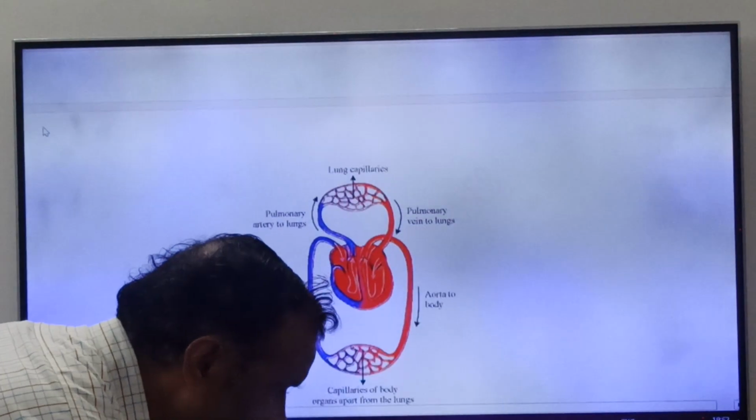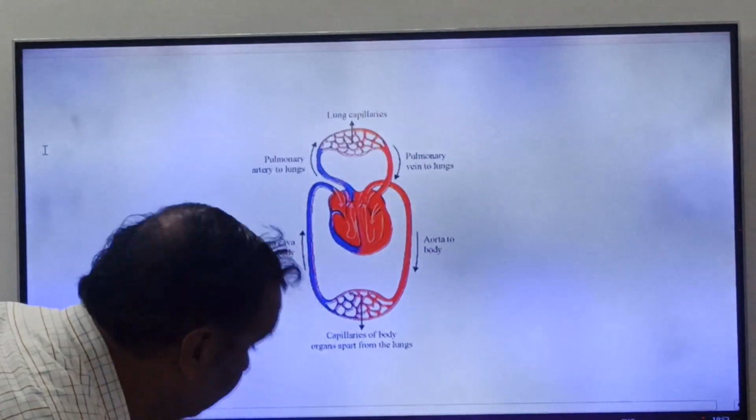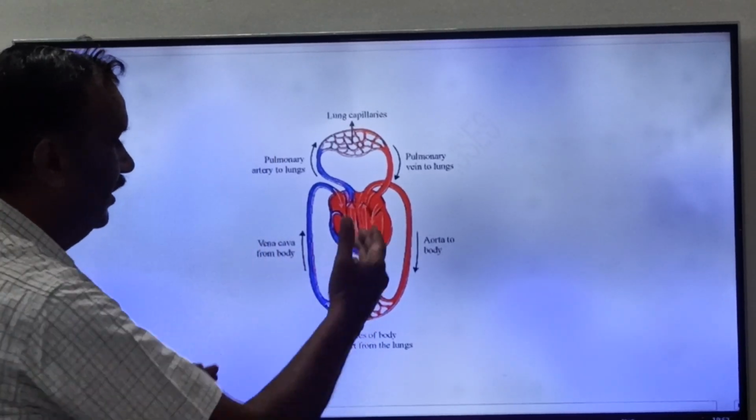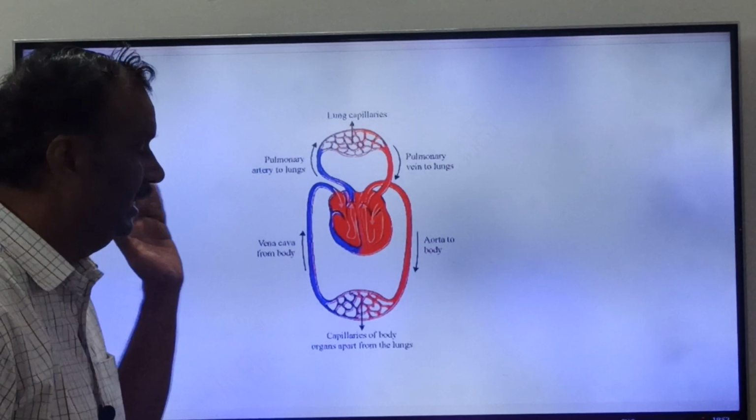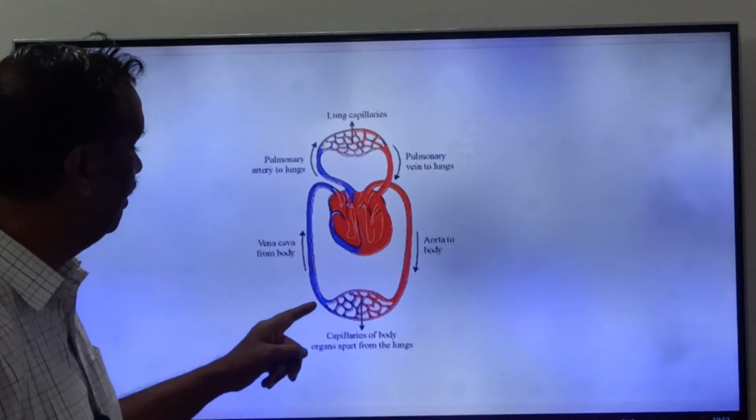Okay, friends. So that is about our functioning of the heart. Now see, friends, here. This is the heart. This blue one is the impure blood. This red one is the pure blood. See, friends, this is the right side, this is the left side. Right side has impure blood, friends.